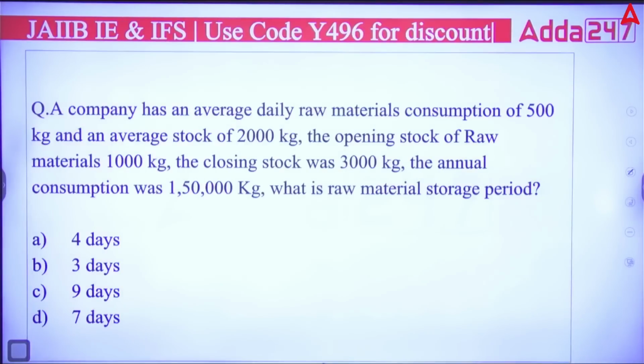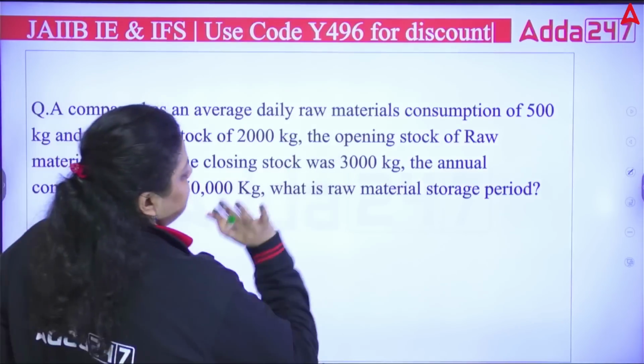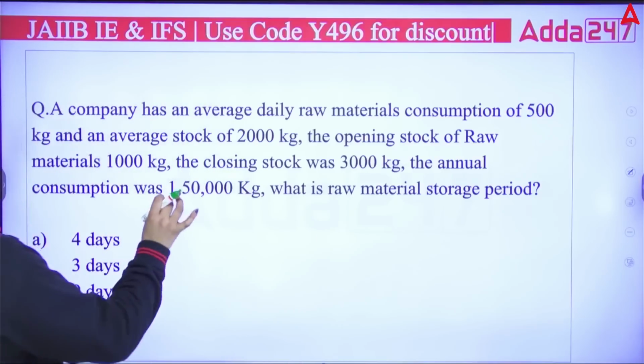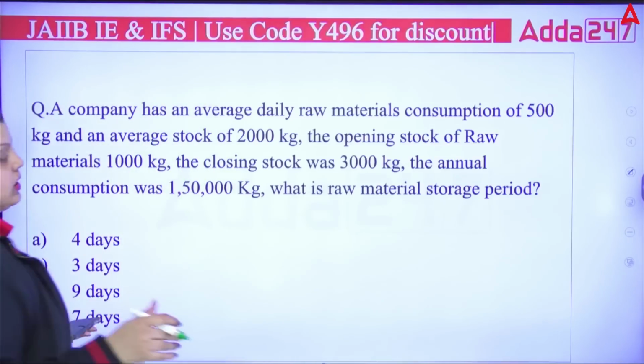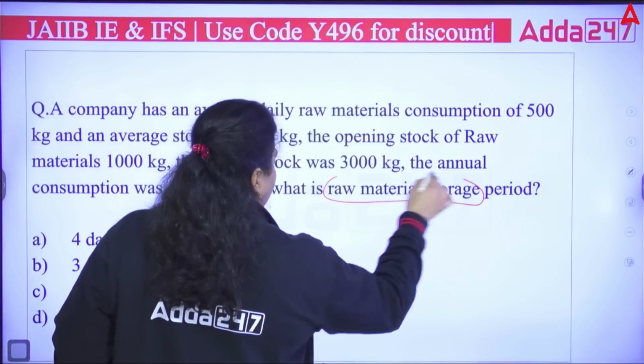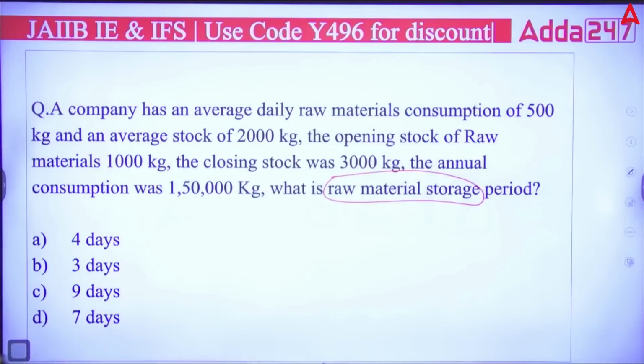Clear? Now the next question we have: a company has an average daily raw material consumption of 500 kg, an average stock of 2000 kg, and the opening stock of raw material is 1000 kg. The closing stock was 3000 kg and the annual consumption was 1,50,000 kg. You have to calculate the raw material storage period.